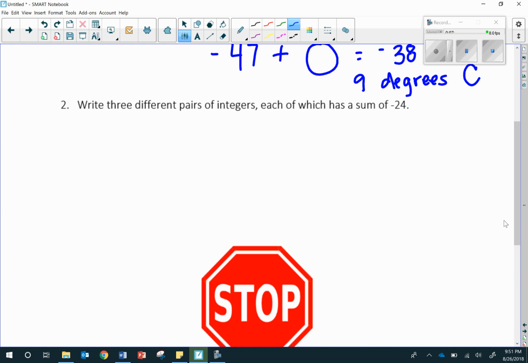Last but not least, you are asked to write 3 different pairs of integers, each of which has a sum of negative 24. There will be quite a few answers for this one, so I'll let you take a stab at it. Just make sure that you do in fact end up with a sum of negative 24.